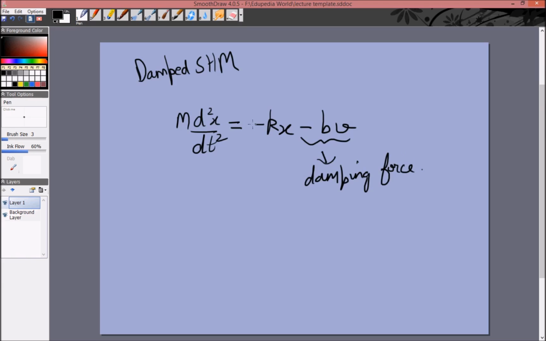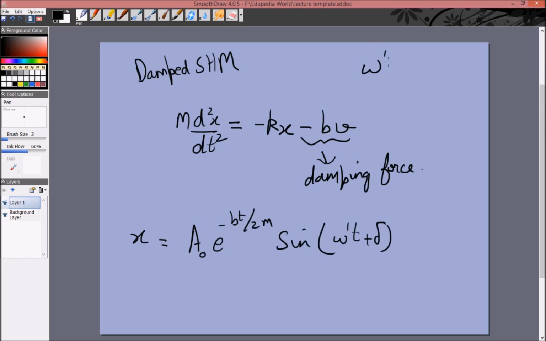So you learn how to solve this equation once you get to college, but when you solve this equation, the answer comes out to be x is equal to, for small damping, a naught e to the power minus bt by 2m sine of omega dash t plus delta, where omega dash is slightly smaller than omega because of the damping. It is root of omega squared minus b by 2m whole square. So the frequency decreases slightly.